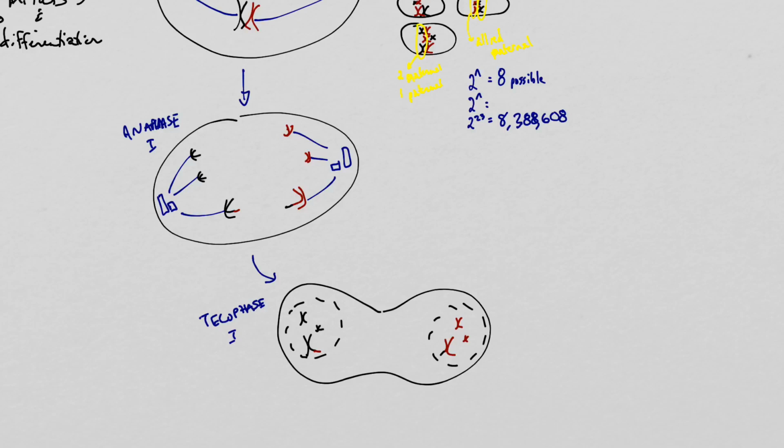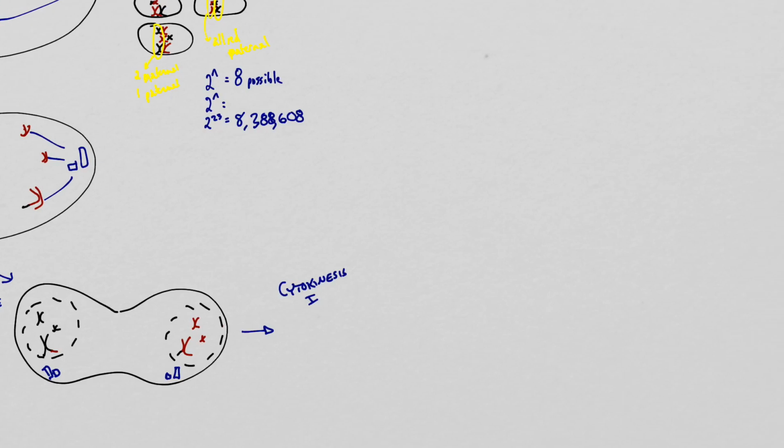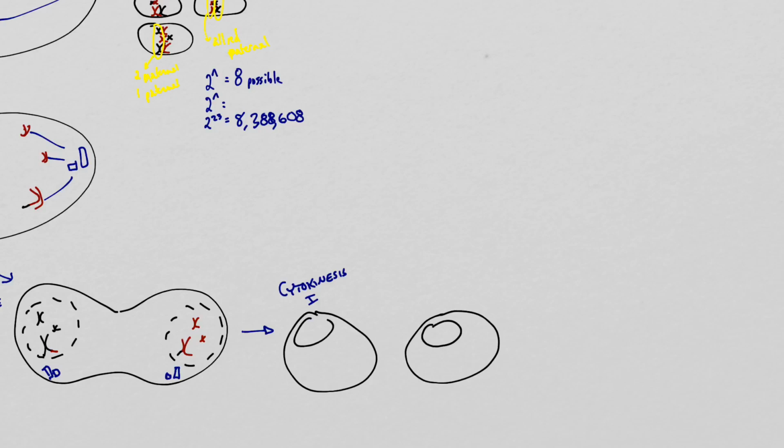Okay, now cytokinesis 1 is going to happen. And our two cells will actually divide now. We'll go ahead and keep them all paired up right next to each other here. Whoops, wrong colors. Let's just erase that. All right.